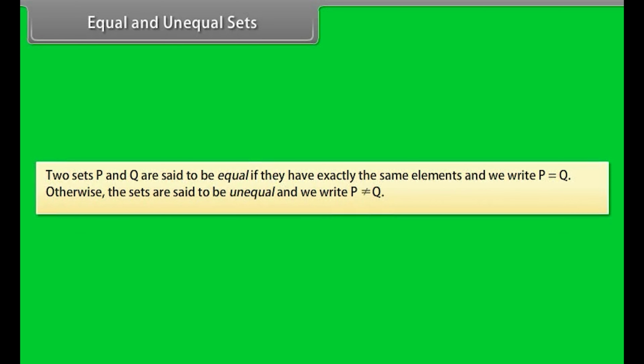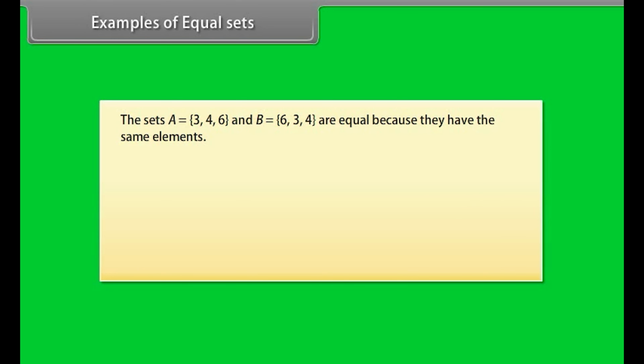Equal and unequal sets. Two sets P and Q are said to be equal if they have exactly the same elements and we write P is equal to Q. Otherwise, the sets are said to be unequal and we write P is not equal to Q. Examples of equal sets. The sets A is equal to {3, 4, 6} and B is equal to {6, 3, 4} are equal because they have same elements.